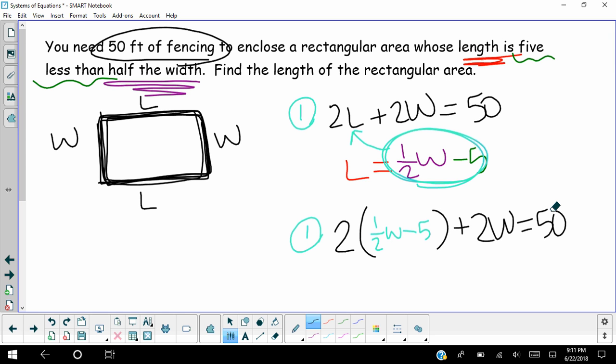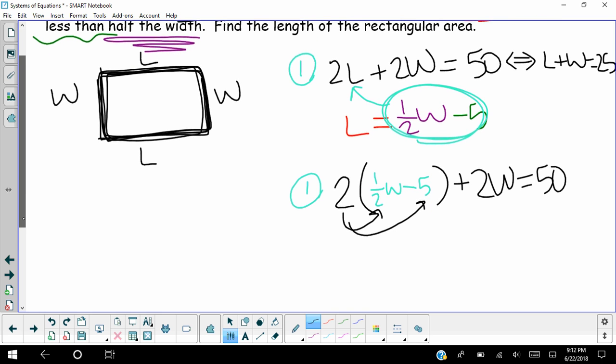I do want to draw your attention to something. If you notice that in the top equation everything's divisible by 2, you could get an equivalent equation of L plus W equals 25 if you want. However, on this particular one, distribute, the 2 times the half cancels really nicely. I'm going to leave that there.